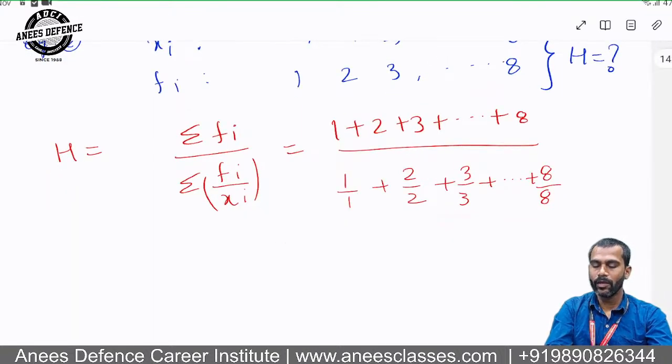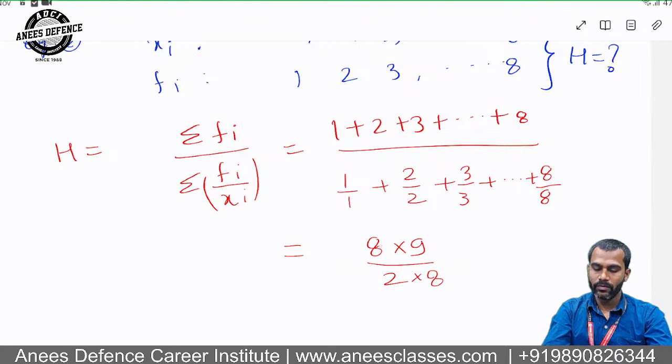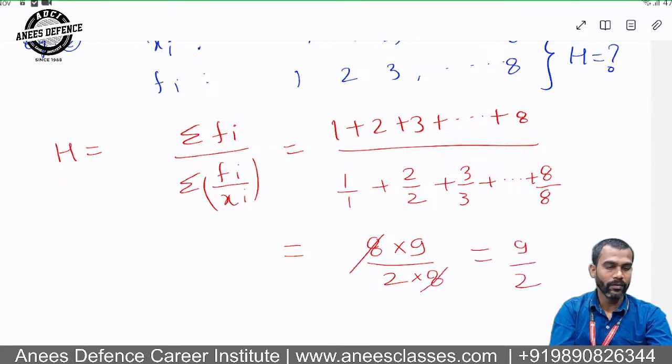So now what is 1 plus 2 up to 8? N into n plus 1 upon 2, that is 8 into 9 divided by 2. And here you will get 8, since it is 1 plus 1 up to eight times. So the answer is 9. I hope it is clear. Very easy. Next.